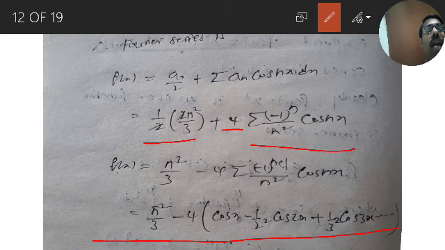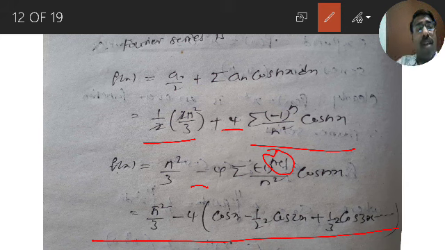Therefore, for x square, what is the Fourier series? For x square, the Fourier series is pi square by 3 minus 4 into cos x minus 1 by 2 square into cos 2x plus 1 by 3 square into cos 3x. Are you able to get it? Here we are writing minus, and the power is increased. One power is increased. So minus 1 whole power of n into minus is minus 1 whole power of n plus 1.